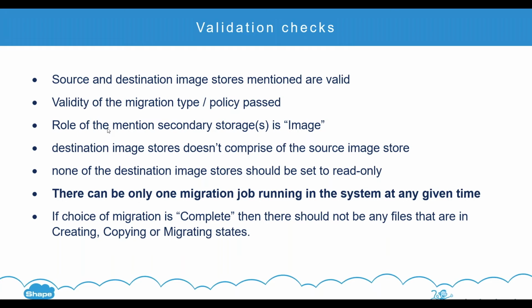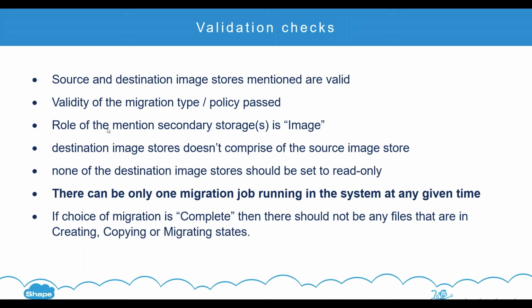One of the important things there is there can only be one of these types of migration jobs running in the system at any given time. If you try and run a second one at the same time, it's going to throw an error and say, sorry, I only run one at once. That's for obvious reasons, so we don't get concurrency issues with two of these things trying to balance each other out.